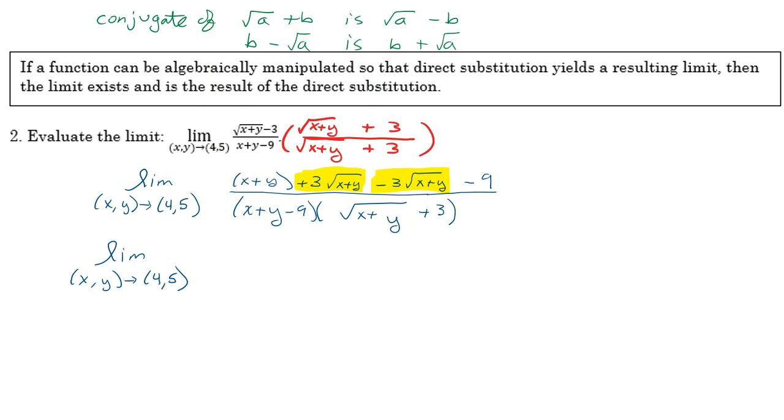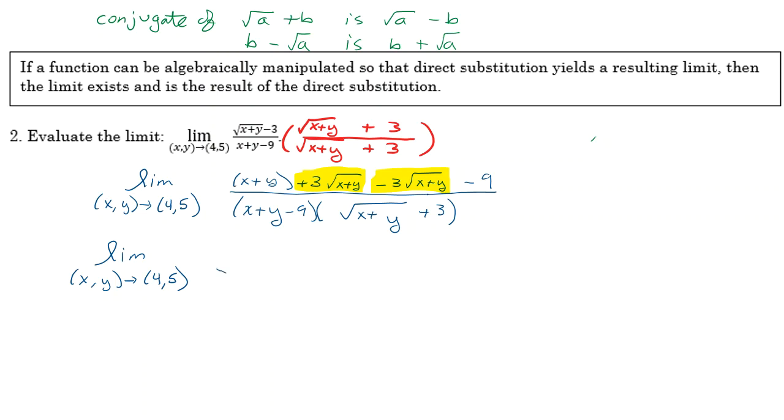And actually what I should have done before we started this is tried direct substitution. You should always do that because there's no reason to do this algebraic stuff if direct substitution is going to work. So if we just substitute in 4 for x and 5 for y, what happens in the denominator? We get 4 plus 5 minus 9, that's 0. So we cannot use direct substitution, which is why we're trying some algebraic manipulation.